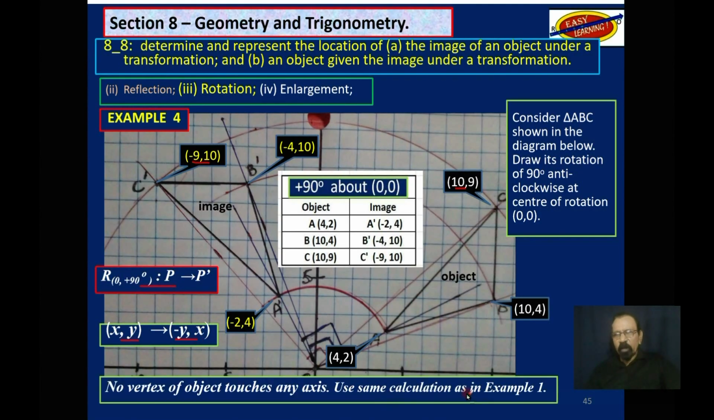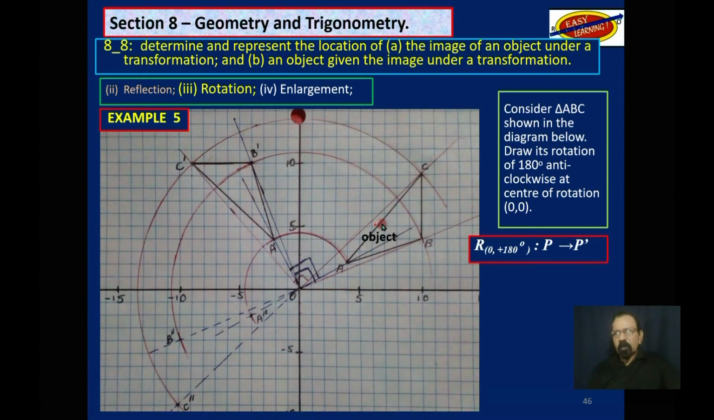That was what we got for example 1, when we had this point touching here. So whether it is touching or not, we follow the same principle. We follow the same rule. Under an anticlockwise rotation of 90 degrees at the origin, 0, 0.